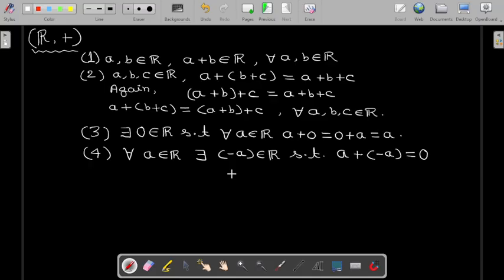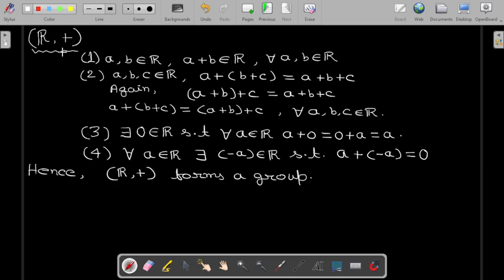Hence, conclusion: the set of all real numbers with respect to addition forms a group. So our goal is complete for this video. We have discussed identity, we have discussed inverse, we have discussed the associative property, and we have proved an algebraic structure, a group.